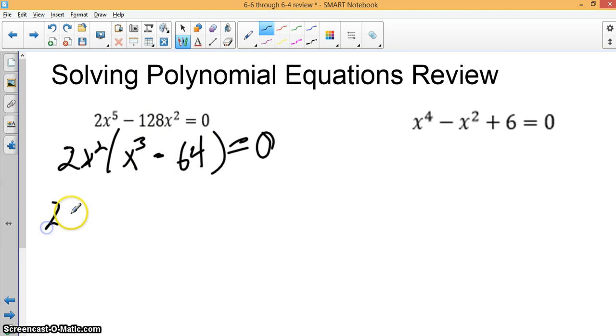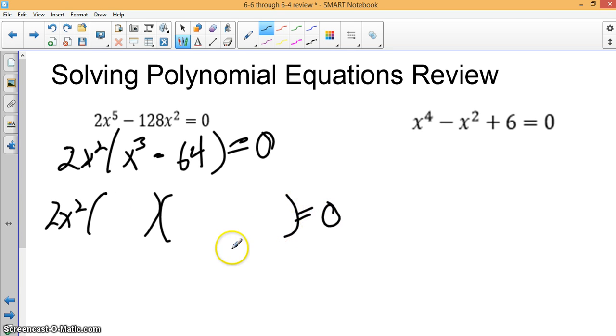So 2x squared times, well, this guy is a difference of cubes. So the 2 types of problems that I'm trying to communicate with this one problem are that a lot of times you have to factor out a GCF, and then here's how you handle a difference of squares, or difference of cubes in this case. So it's x cubed minus 4 cubed. So 64 is 4 cubed. Okay? 4 times 4 times 4 gives us 64.